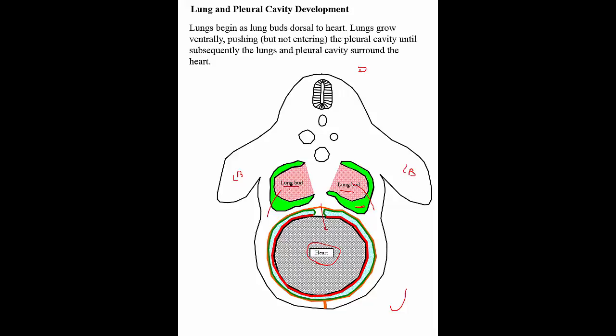And subsequently, the lungs and pleural cavity go down ventrally till they surround the heart. All right, so they go in this direction. And eventually, when we look at a mature animal, you'll see that the lungs are lateral to the heart.